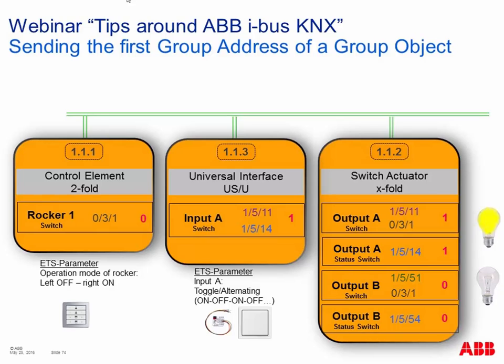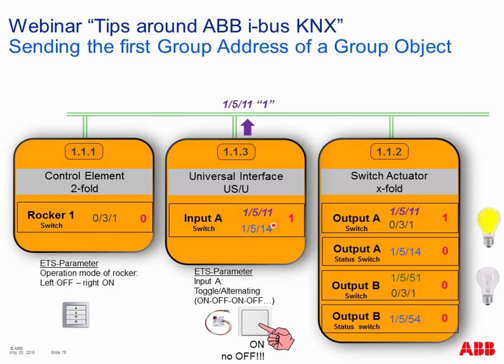So the next time we press the left side of the rocker, we send this group address 1511 with the value 0 to the KNX bus. The output A is listening, the relay goes off, the light goes off, and the object goes to the value 0. And the actuator now responds with 1514 with the information 0 to the KNX bus. Now I'm off, and our universal interface is now updated. So the universal interface is listening to the status information and knows, oh, the output A is now off. You can see this object is updated. So the next time we press this rocker, the universal interface knows, before the other device has switched off, I must switch on. I must send a 1 to switch on the output.